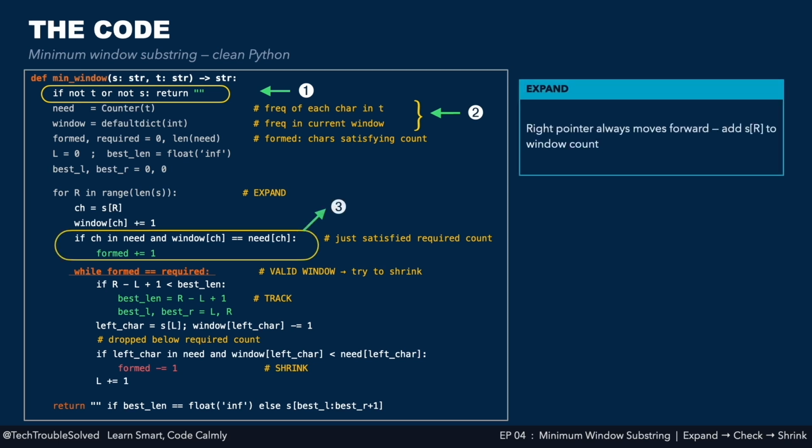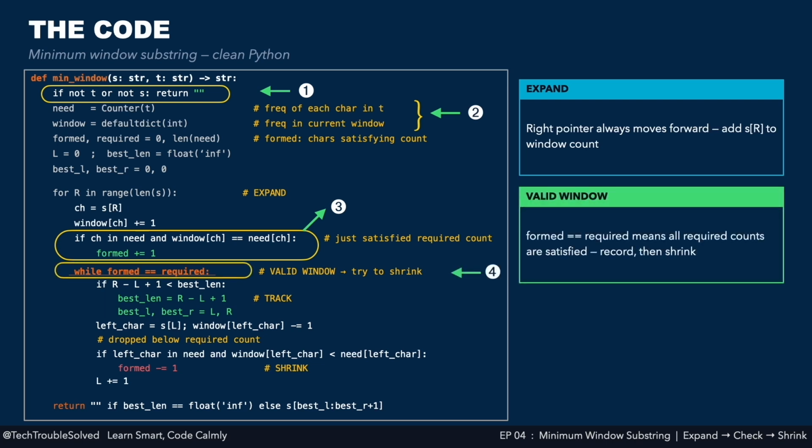Third, the if ch in need check. And why we only count characters that matter. We add every character R encounters to window, D, O, E, all of them. But we only increment formed when a character in need hits its required count. Characters not in need are invisible to formed. They are passengers in the window, not contributors.